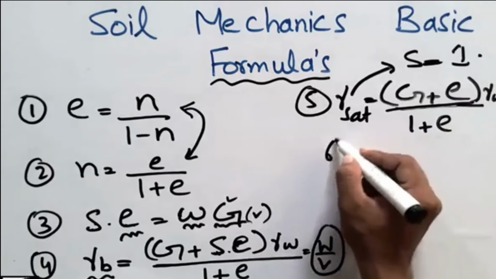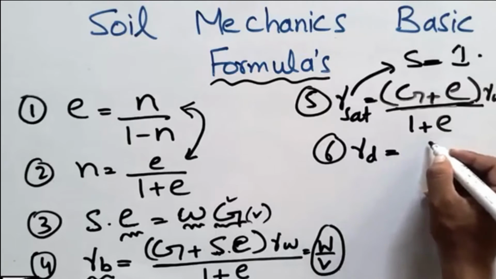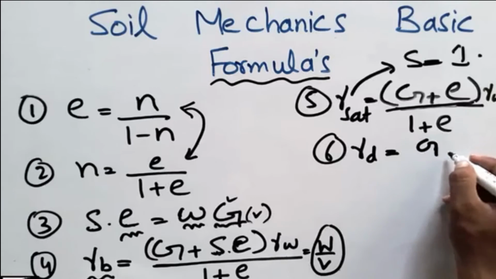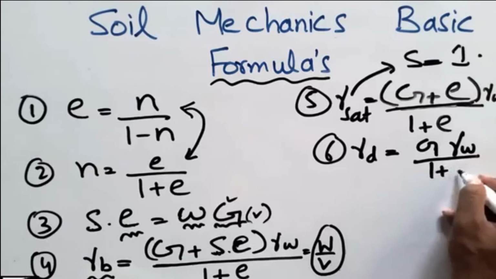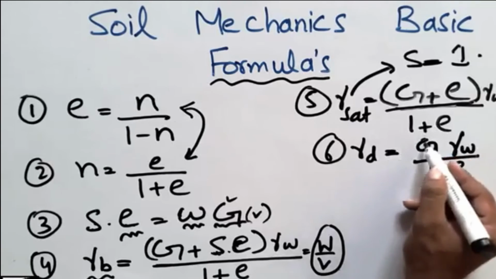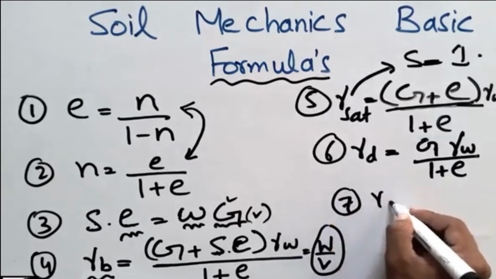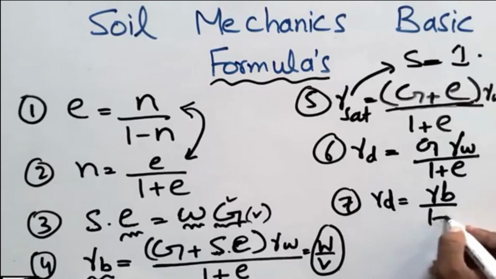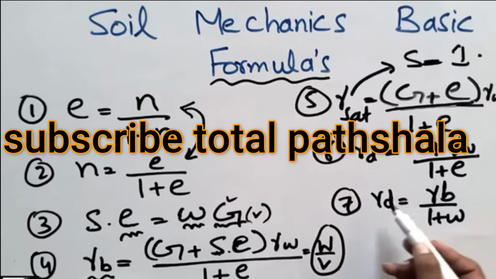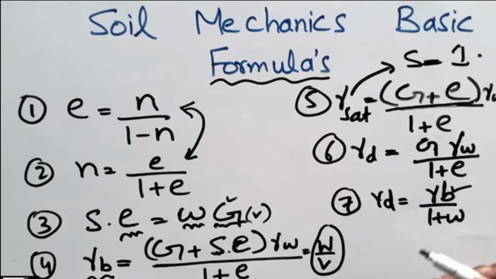Now the sixth formula is the dry unit weight: gamma_d = G·gamma_w / (1 + e), where gamma_w is the unit weight of water and e is the void ratio. This formula is used to find gamma_d, the dry unit weight of the soil. The seventh formula is also for the dry unit weight, but in terms of the bulk unit weight: gamma_d = gamma / (1 + w). This is used to find the dry unit weight if we are given the bulk unit weight of the soil, by dividing by 1 plus the water content.